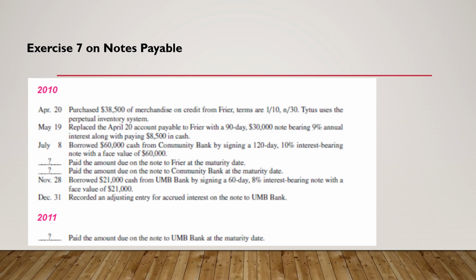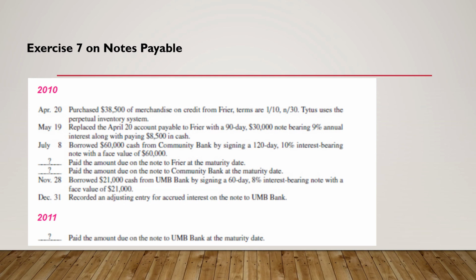This is the money that the corporation owed to Ferrari when it purchased merchandise from Ferrari on April 20th. It's paying it now on the maturity date. There is a question mark because we need to identify the maturity date. It's required from us to identify the maturity date. That's why the date is not written here and instead there is a question mark.